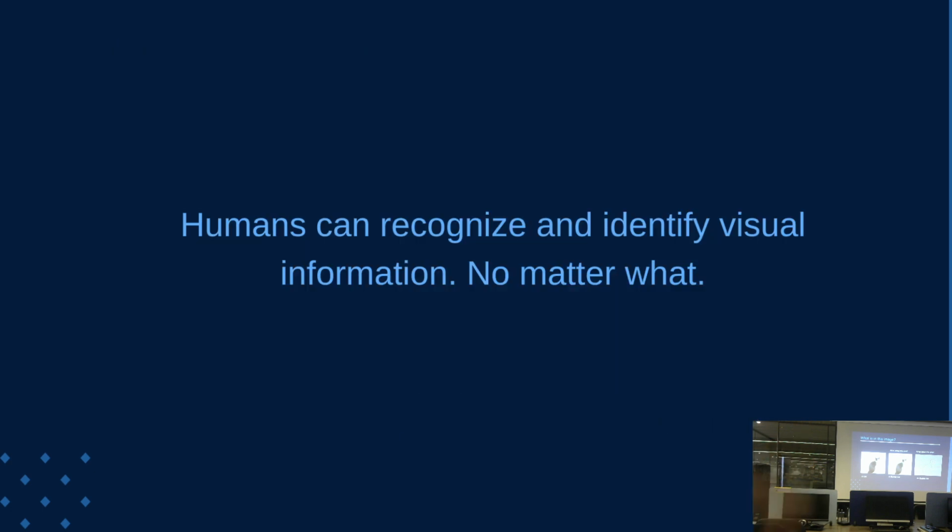So we looked at three images. What did we learn about ourselves? Humans can recognize and identify visual information no matter what. I can show you an image of a cat under any condition, lighting, blur, a different type of cat, and you will be able to determine that it's a cat, right? So one clap for appreciation for the human visual system. Come on.